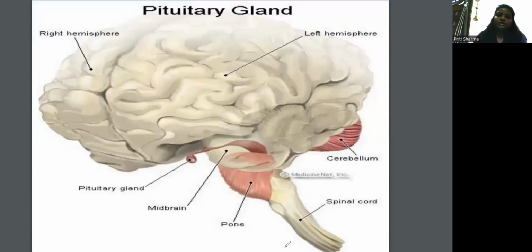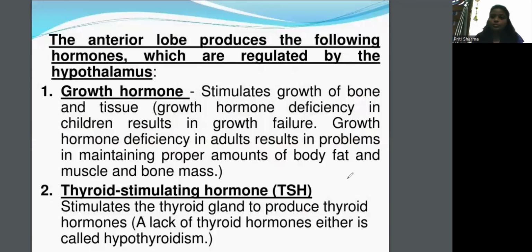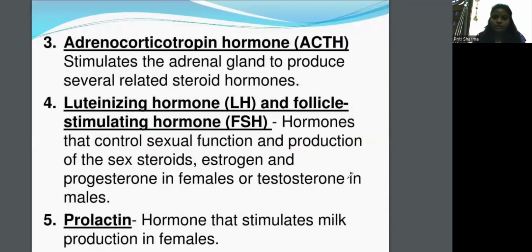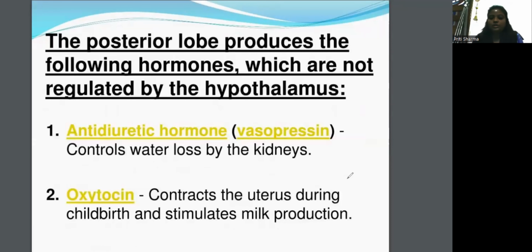The pituitary gland has two parts. One is the anterior lobe, and the other is the posterior lobe. The anterior lobe produces growth hormone, TSH, ACTH, LH, FSH, and prolactin. The posterior part of the pituitary gland produces vasopressin and oxytocin. The anterior lobe is regulated by the hypothalamus, but the posterior lobe is not regulated by the hypothalamus.